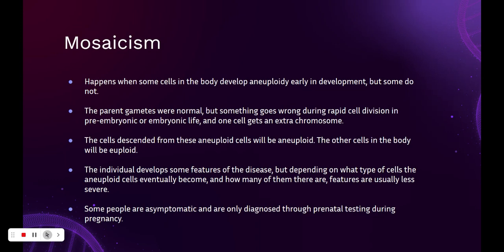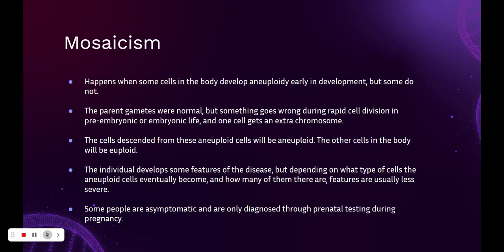Mosaicism happens when both parent cells are normal, okay? Some cells in the body develop aneuploidy early in development. When they're rapidly dividing, whether it's in that undifferentiated stem cell stage or a little later in the embryonic period, cells are rapidly developing and they're more likely to make mistakes. It doesn't happen frequently, but it can happen. So the parent gametes were normal, and at some point after conception, during cell division, one cell gets that extra chromosome. All the cells that are descended from those aneuploid cells will also be aneuploid.